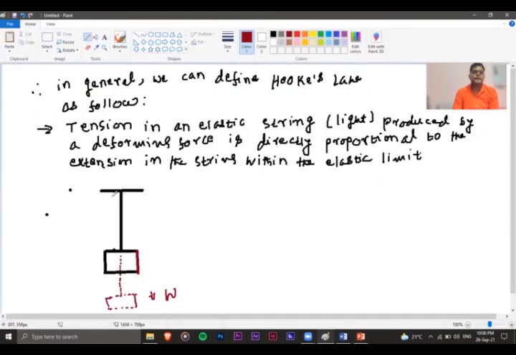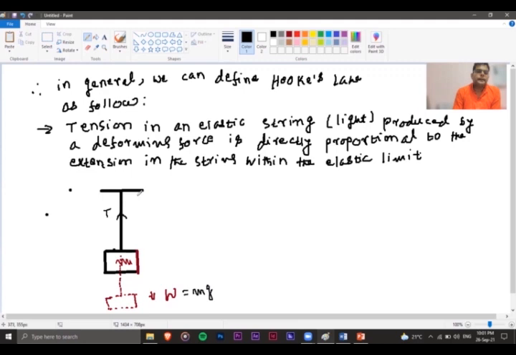So now, for example, let's suppose this is a light elastic spring, and here this is an object of mass m. Then definitely its weight is going to be W equals mg, and there will be extension in this string due to this weight mg. We shall discuss motion later, so we'll talk in the equilibrium state. We'll see that due to this W, there will be a tension produced in this string. We call it a light string because we are not going to consider the weight of the string here.